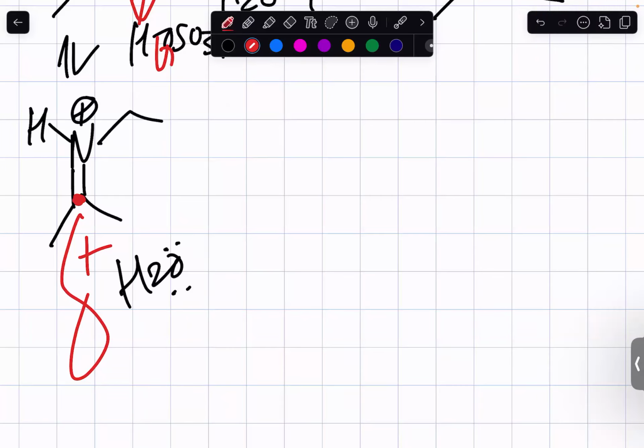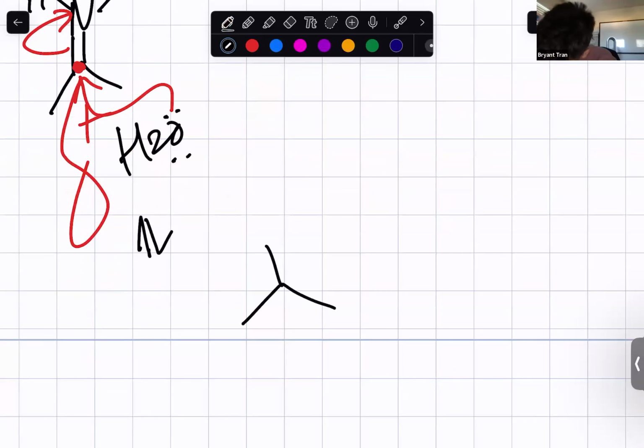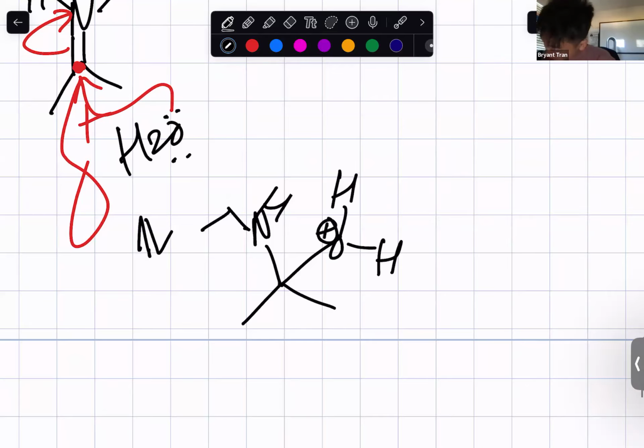The oxygen in the water would attack that carbon. Correct. Pop the double bond onto the oxygen and give us this here. Now, what will happen next once we have this tetrahedral intermediate?